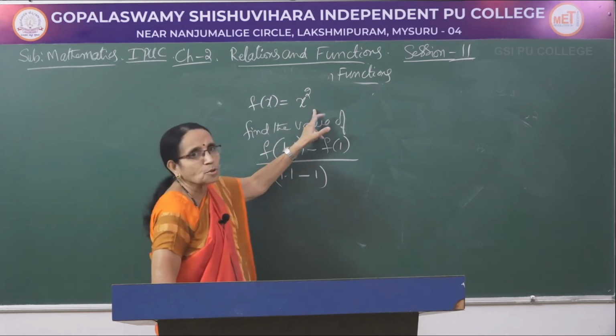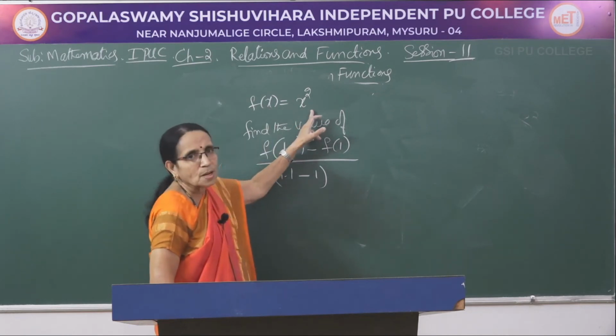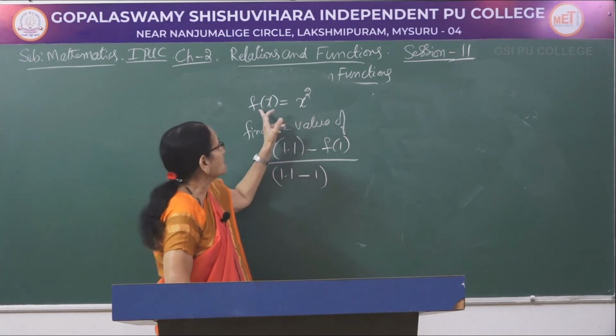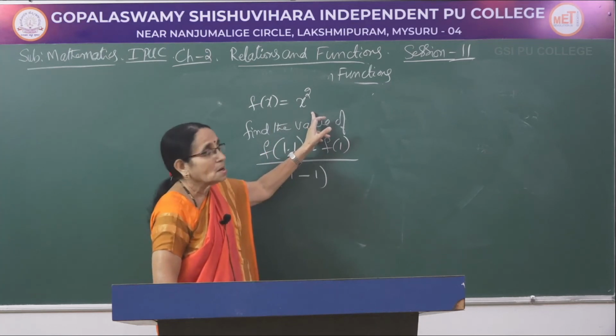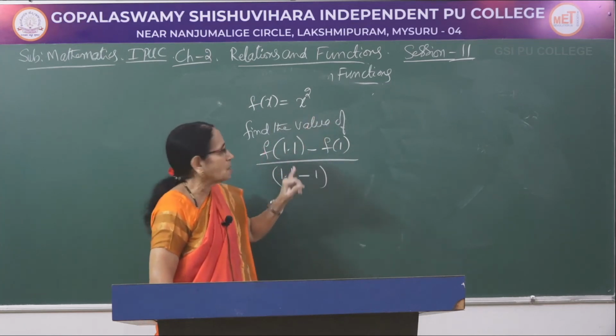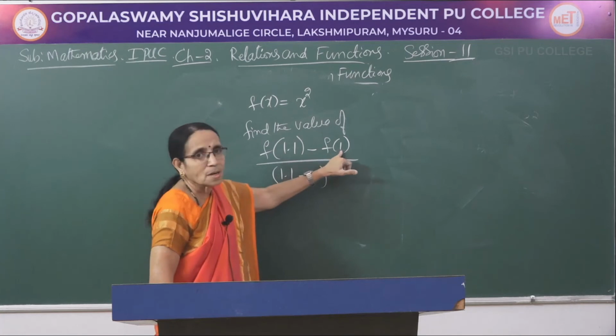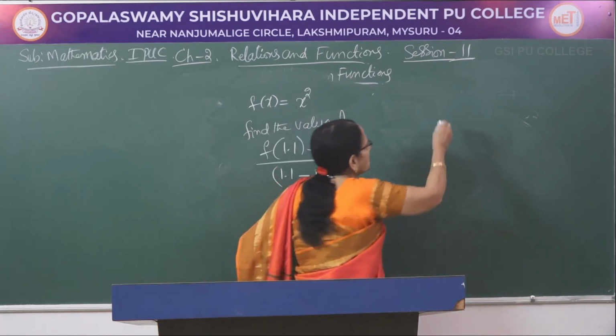If 1 is there, 1 square. 2 is there, 2 square. 3 is there, 3 square. 100 is there, 100 square. Minus 1 is there, minus 1 whole square, like that. So here only two values are there. One is 1.1, the other is 1. Let me do the calculation here.